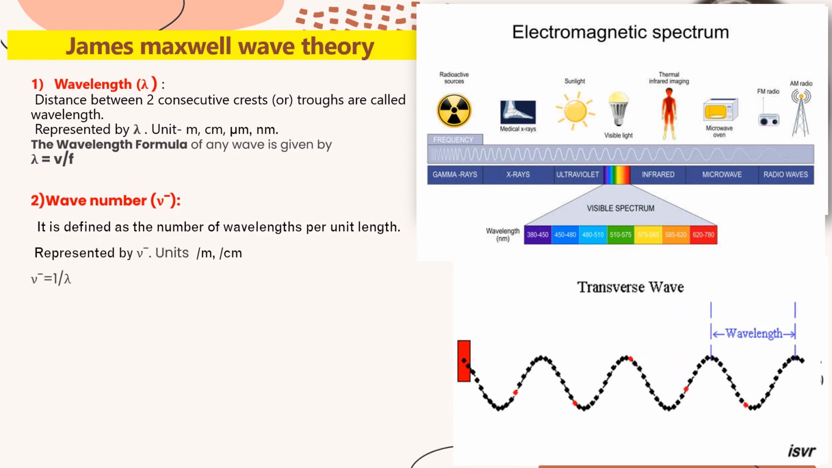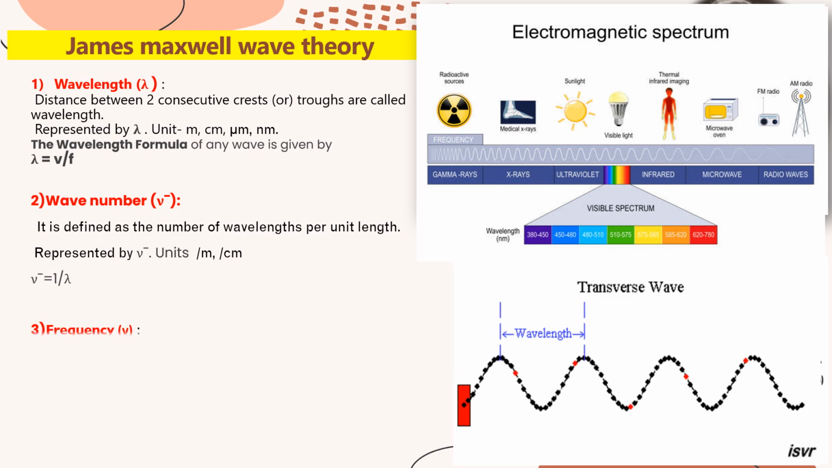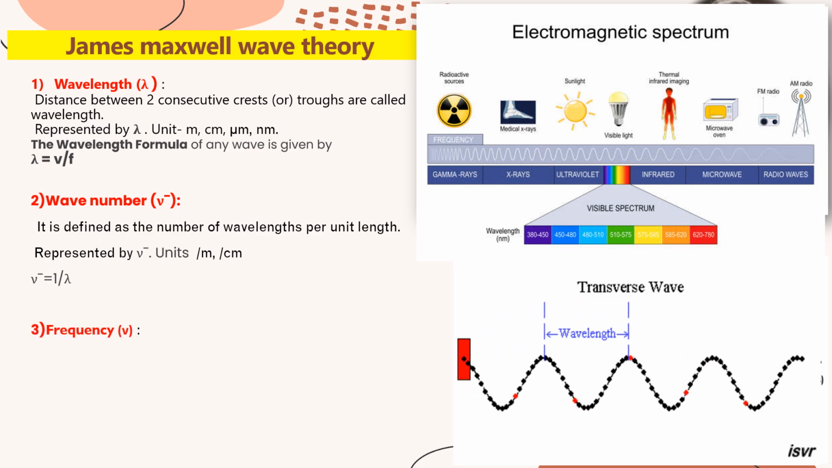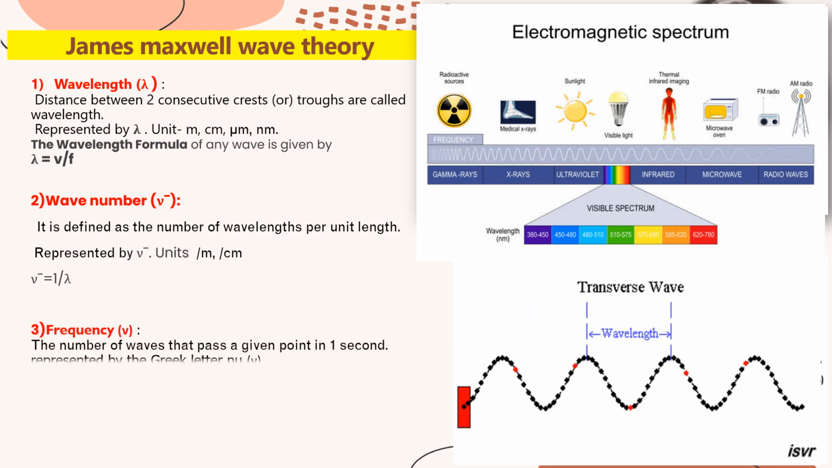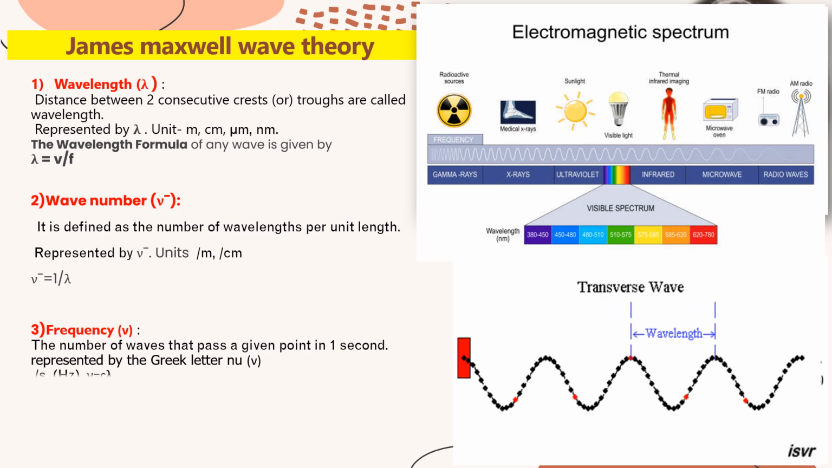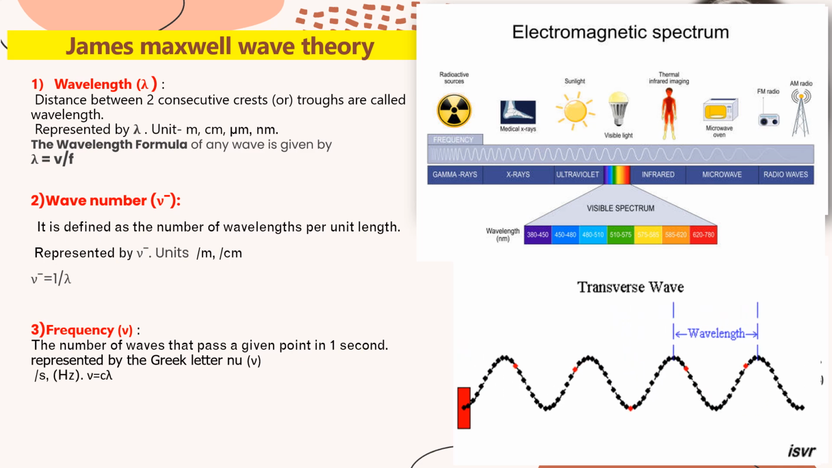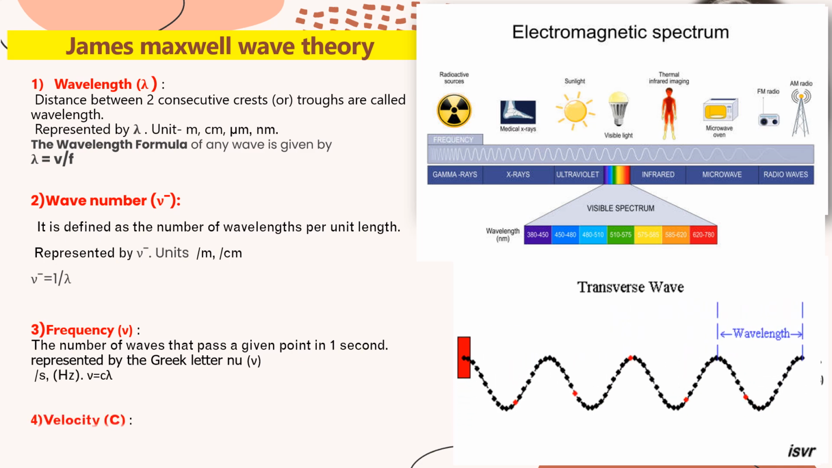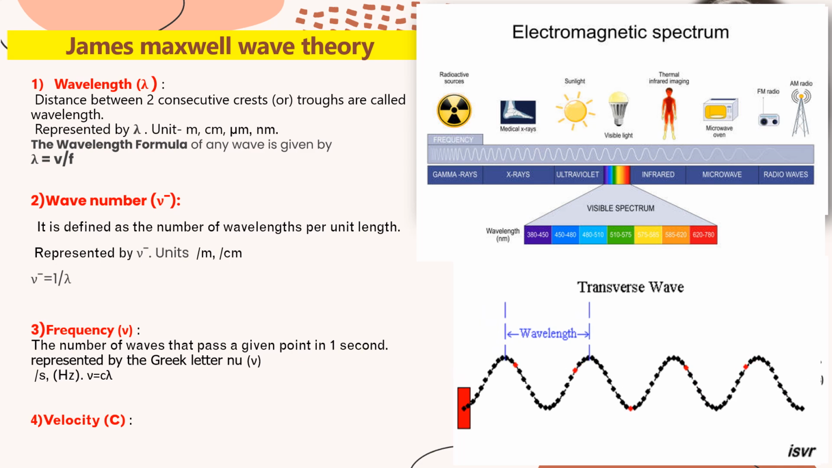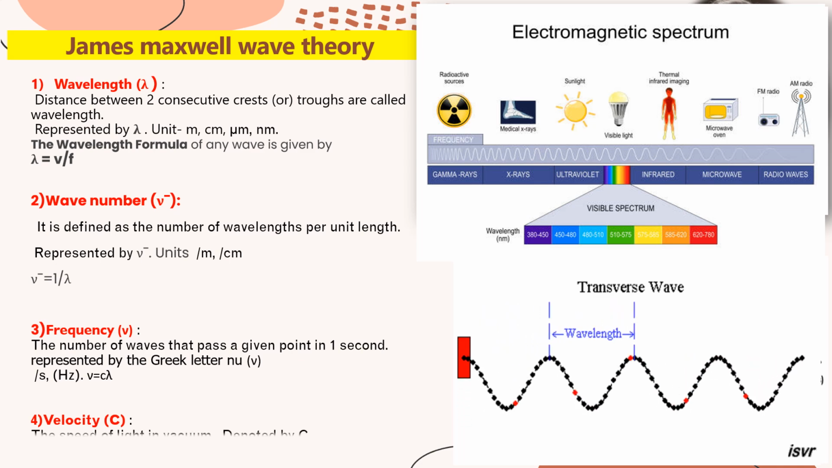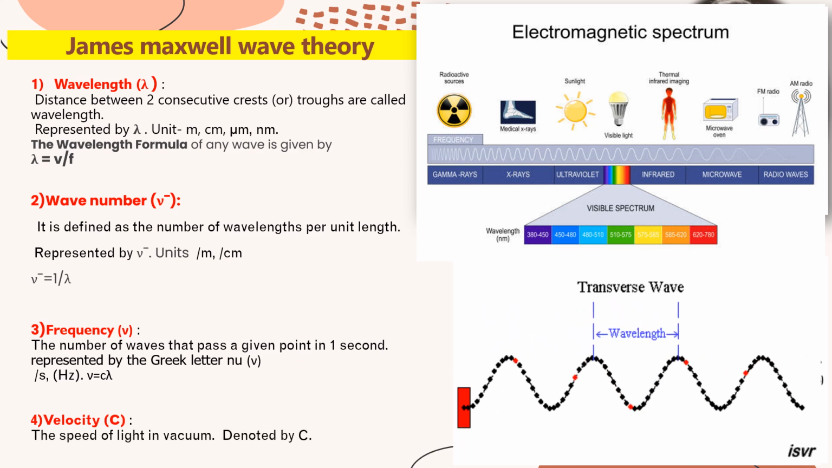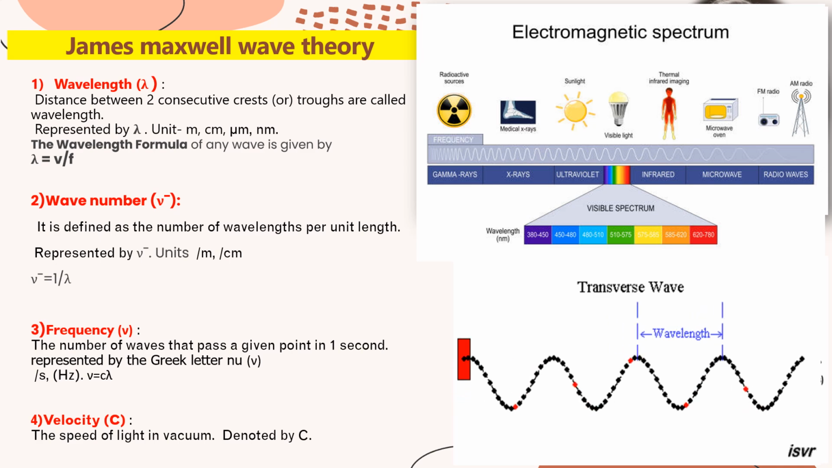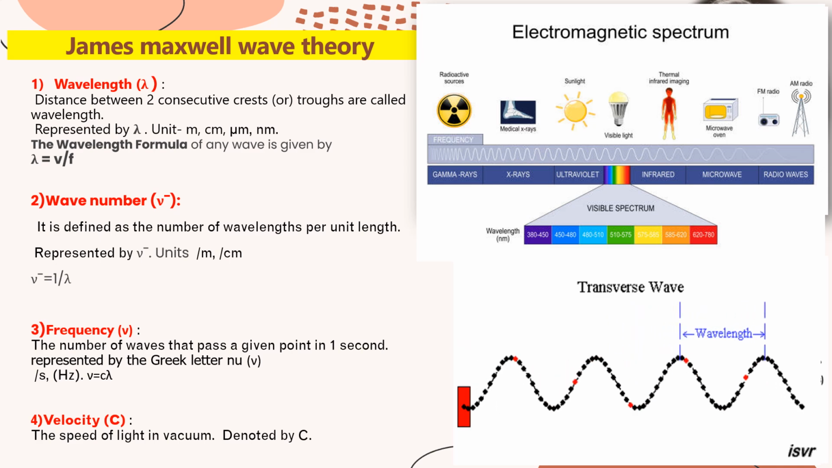Next, frequency. It is the number of waves that pass a given point in 1 second. It is denoted by nu, with units per second. Last one is velocity, the speed of light in vacuum, commonly denoted c. So these are the important terms we should remember.